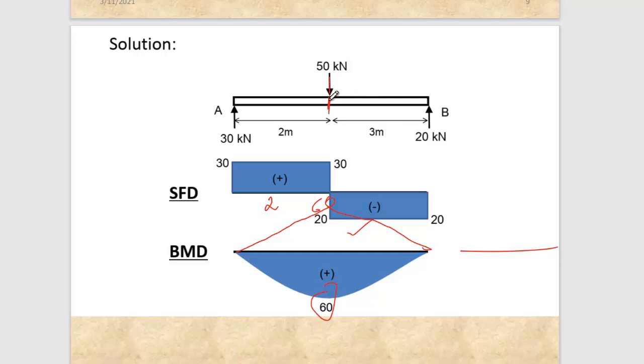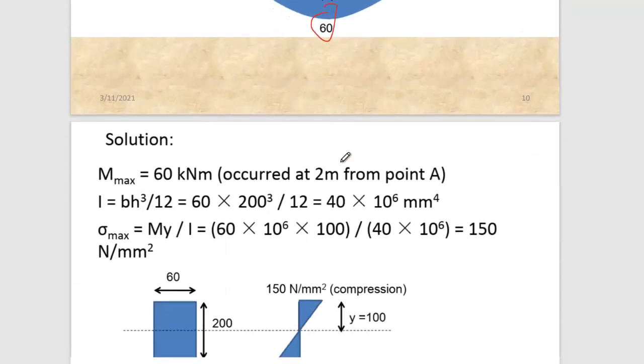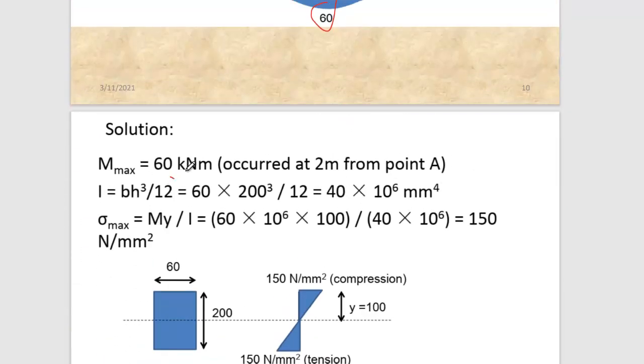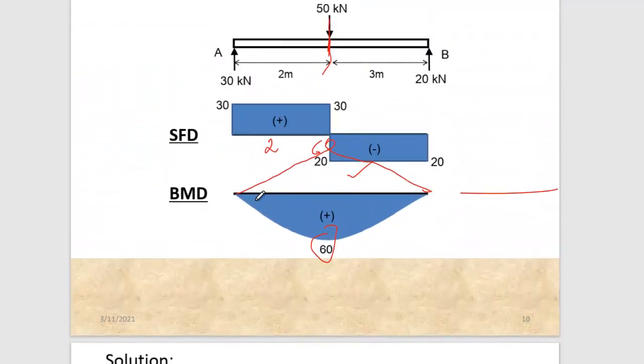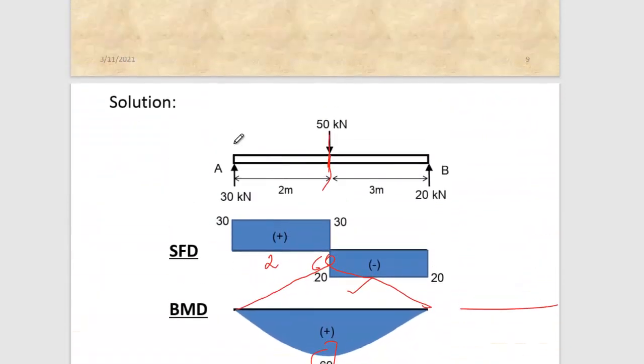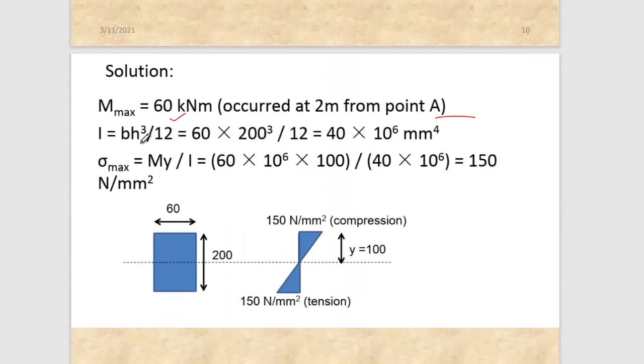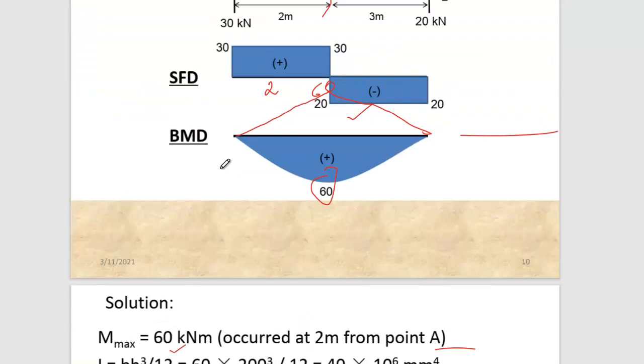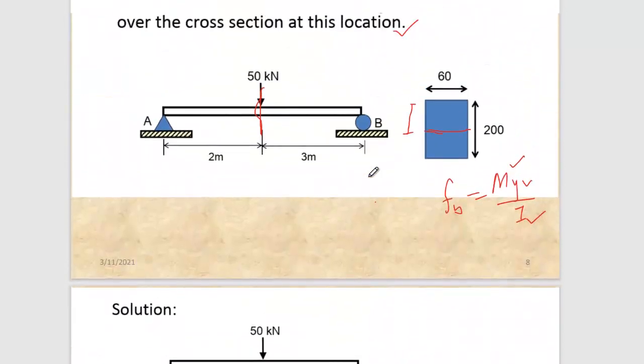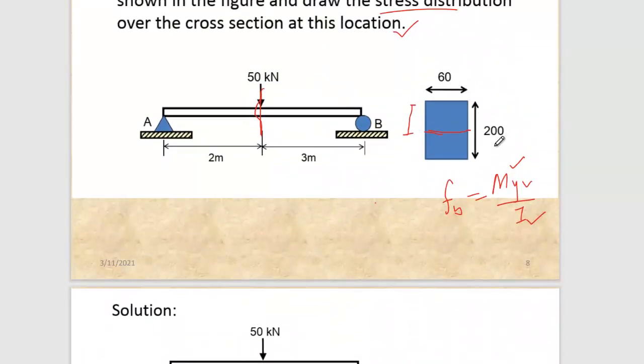You can take a section here, right? I'm not going to discuss this one because I already explained it in the last classes. So the maximum moment is 60 kilonewton meter, occurring 2 meters from point A. So where is this location? It is 2 meters from point A. Okay. Now you can calculate I as bh cube by 12, so you know b and h. You can see b is 60 and h is 200 mm.